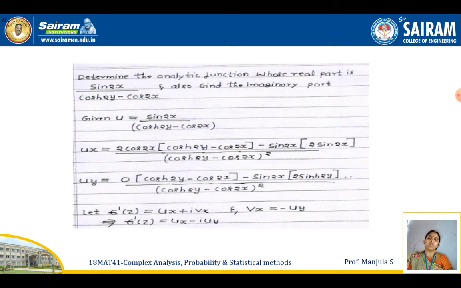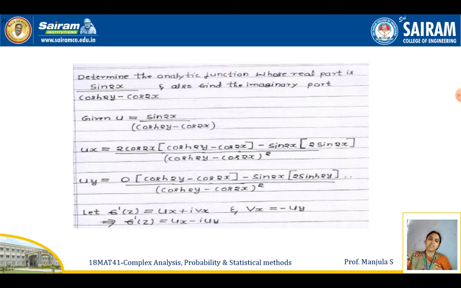So now we'll find the partial derivatives. That is, ux equals 2 cos 2x into cos hyperbolic of 2y minus cos 2x, minus sin 2x into 2 sin 2x, divided by cos hyperbolic of 2y minus cos 2x, that whole square. And uy will become 0 into cos hyperbolic of 2y minus cos 2x, minus sin 2x into 2 sin hyperbolic of 2y, divided by cos hyperbolic of 2y minus cos 2x, that whole square. So now we got the values of ux and uy.